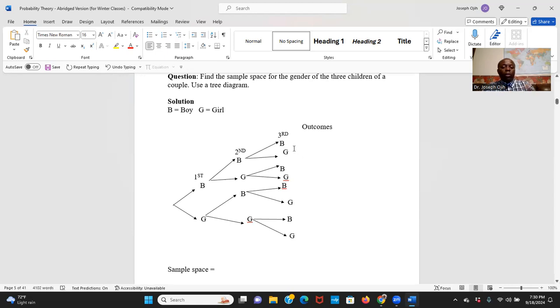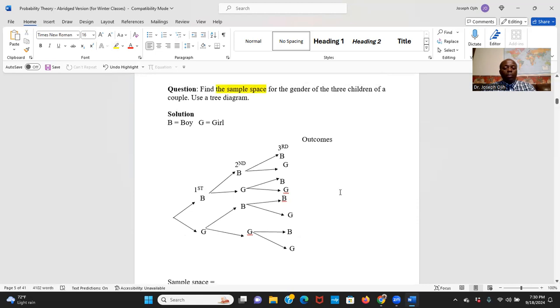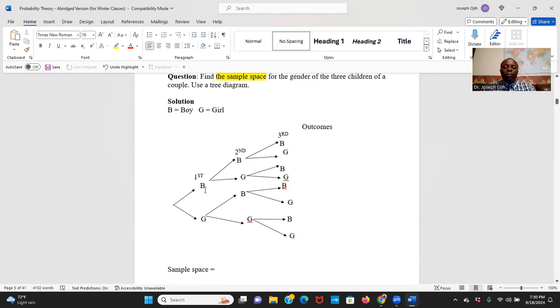So now, we have to find the sample space for the gender. To get the sample space, let's check all the possibilities here. The first child can be a boy, second child a boy, third child a boy, where we have BBB. Or first child is a boy, second child is a boy, third child is a girl. We have BBG. It can be first child is a boy, second child is a girl, third child is a boy. Okay, BGB.